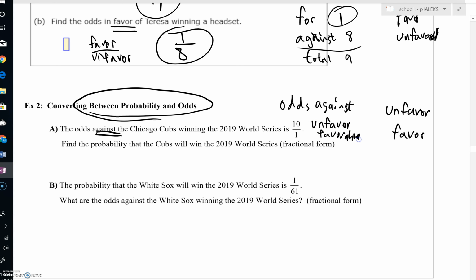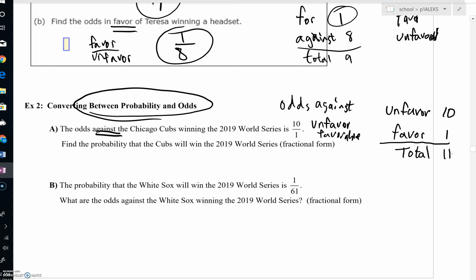So there are 10 items where you'd say that the Cubs would lose. Out of 10 scenarios, they would lose, whereas with 1, they would win. What would the total be? Well, you could see if they'd lose 10 times, win 1, altogether there'll be 11.